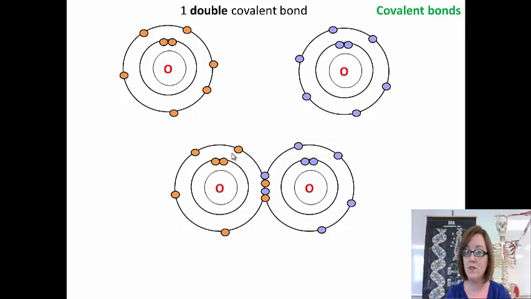This is oxygen gas, and you can see here we have 4 electrons being shared between the 2 oxygens. The 2 blue electrons were donated by this oxygen, and the 2 orangish electrons were donated by this oxygen. Right? Both of the oxygens have 8 electrons now in their valence shell. Right? They're sharing these 4 electrons. That's a double covalent bond.